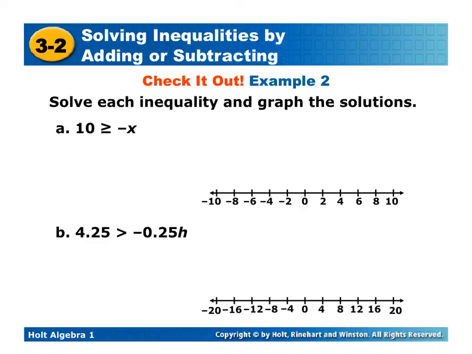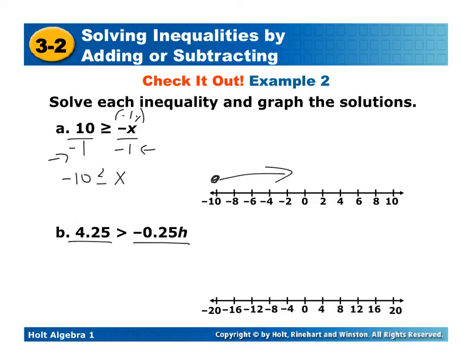Now this first one, we have 10 is greater than or equal to negative x, but remember this is really negative 1x. So if I divide both sides by negative 1, 10 divided by negative 1 is going to be negative 10. Here this is going to be just x, but because I'm dividing both sides by a negative number, I'm going to flip my sign around. So x is actually greater than or equal to negative 10. So closed circle at negative 10, and our arrow is going to go to the right.